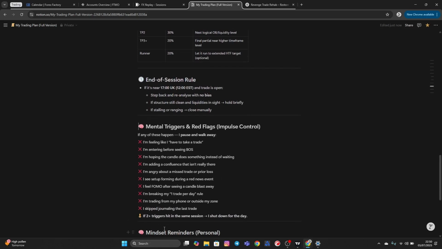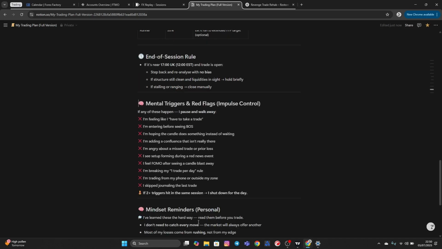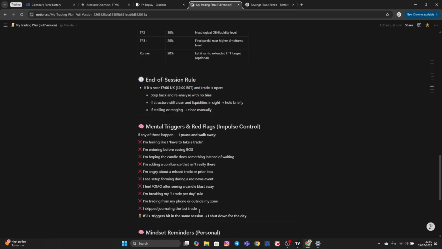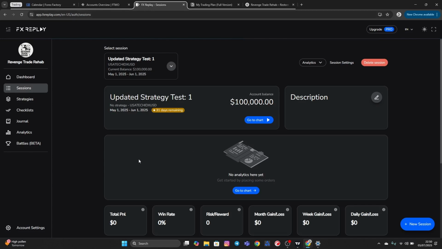Honestly, the mindset reminders are for me personally. Obviously, you saw the first few. The ones below are more personal to me, and you can make this exact same structure for yourself. For the mindset reminder, make it personal. Make it why you started. Make it why you're still here, and stuff like that.